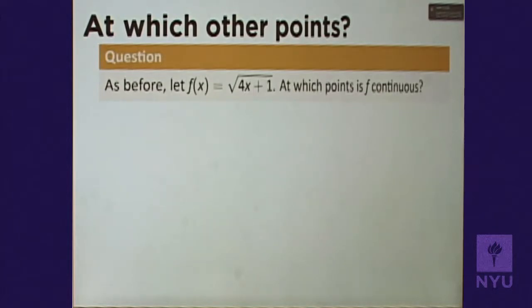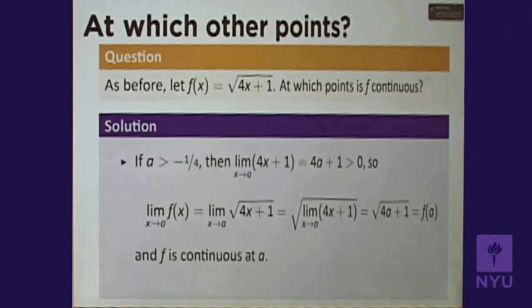Okay, building from that last example, f of x is still the square root of 4x plus 1. At which points is the function continuous? At which points a can we say that the limit of the function at a is equal to the value of the function at a? Well, there wasn't anything particularly special about the point 2. If we had tried the previous example with the point a equals 3, we would still get that the limit of the function at 3 equals the value of the function at 3. So let's show how that would work.